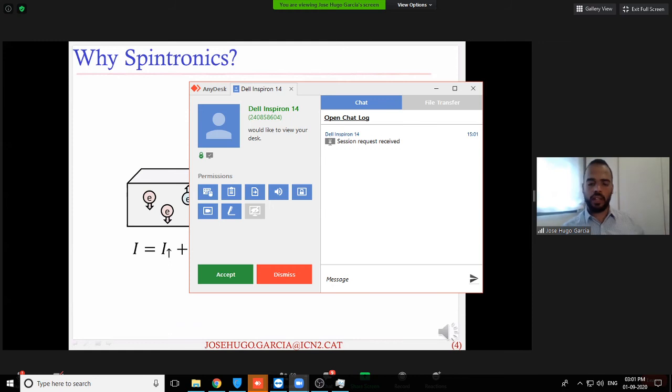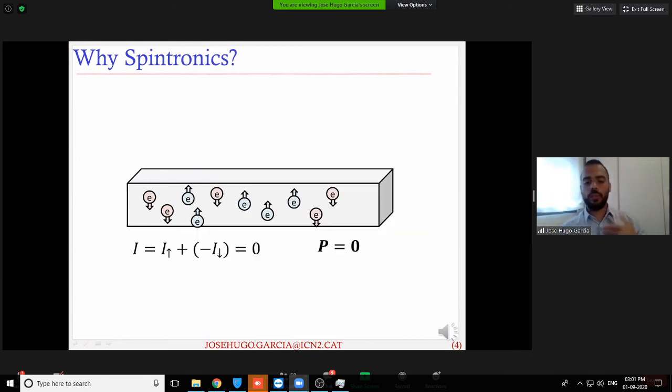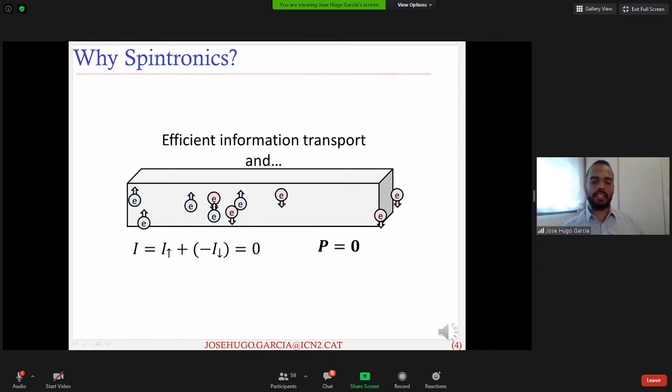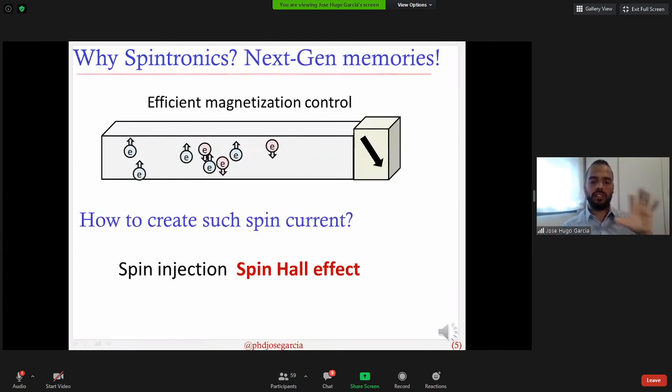But if you know something about quantum mechanics, you know that the electron also has an additional property, which is the spin, and you can actually move the spin without moving the electrons. Basically, this allows for an efficient way to transport information without any dissipation. And also, since this spin is basically a magnetic moment, you can also envision the capability of manipulating magnets through these spin currents. So the catch here is, how do you create these spin currents?